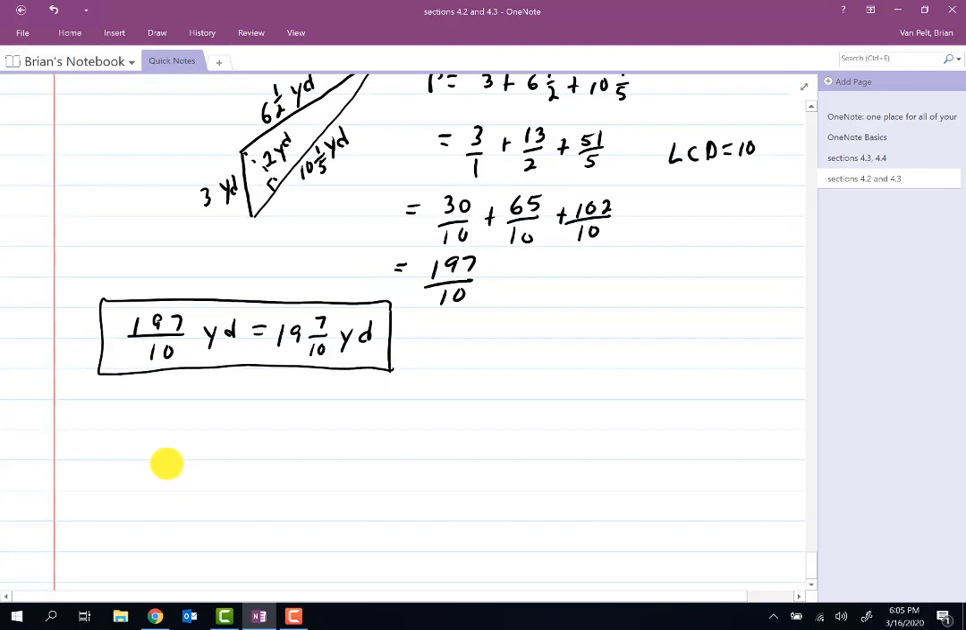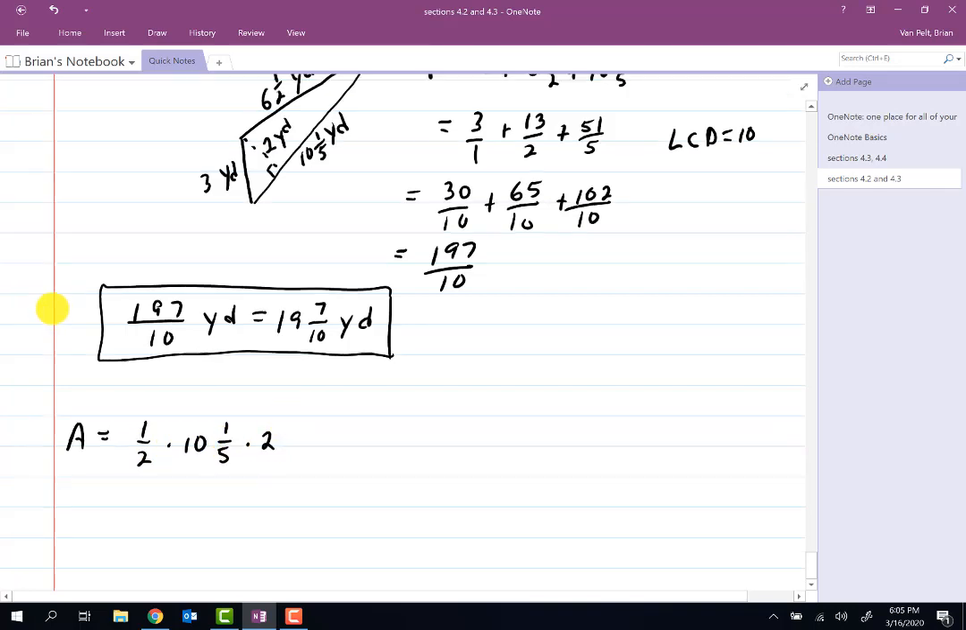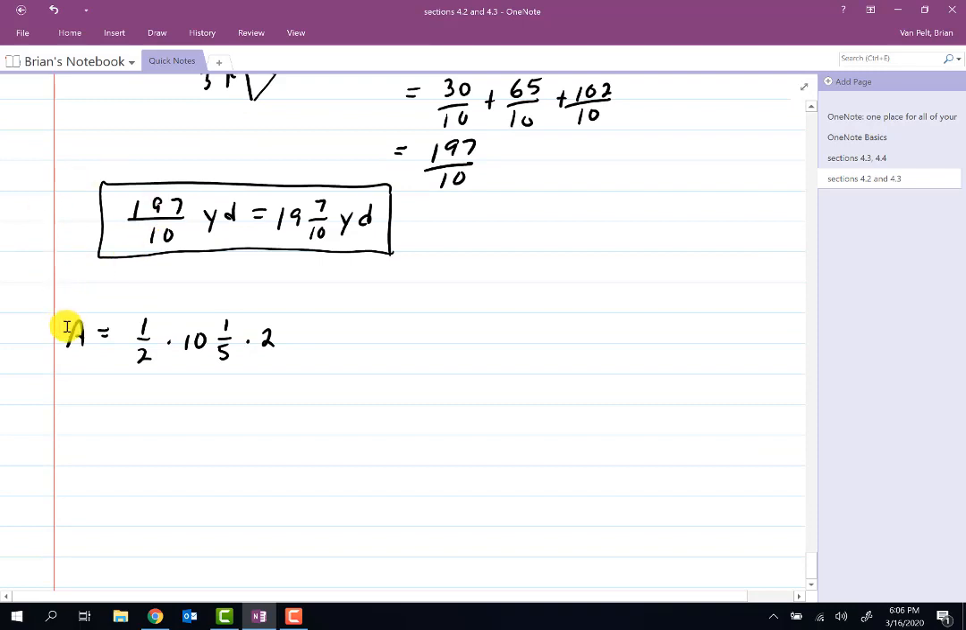For the area, that'll equal 1/2. The base is 10 1/5, and the height is 2. I'm going to use a little bit of advanced simplifying skills, and I'm going to cancel this 2 with that 2. And so we'll be left with just 10 1/5. Well, that's beautiful. Our answer is 10 1/5 YD squared. Or if you want to put it back to a mixed number, you'll get 51 over 10 YD squared.